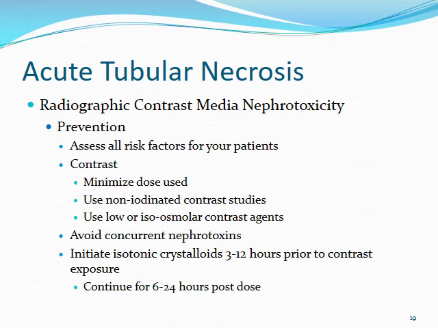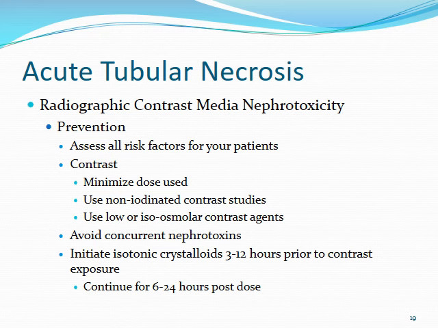So for prevention, anytime your patient's going to be getting contrast, you want to make sure you're assessing your risk factors for all of your patients. So in regards to the actual contrast we're going to be utilizing, we want to minimize the dose used, which may not always be possible depending on the type of scan we're doing. So certainly large IV doses to try to scan the brain or the lungs. You're going to be using pretty high doses, so try to minimize where you can, which might not always be possible.